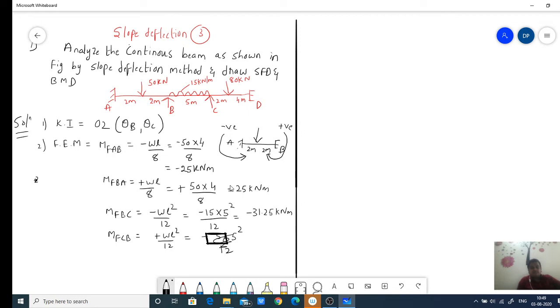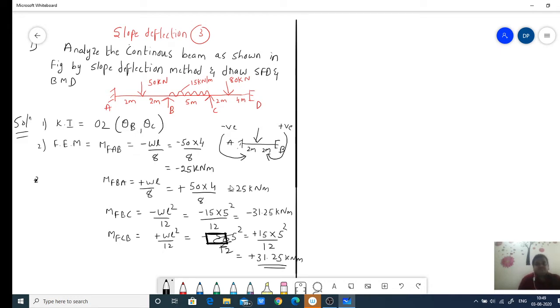If you see here, this will be the same, plus 15 into 5 square upon 12. So this turns out to be plus 31.25 kilonewton meter. Now this is MFCB.